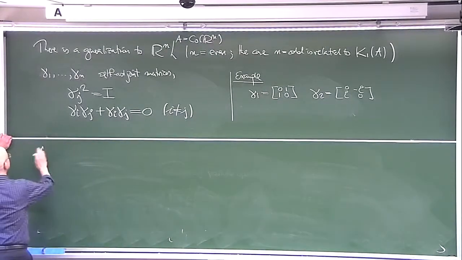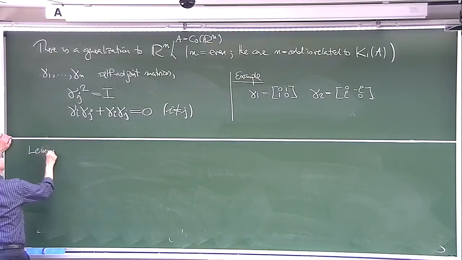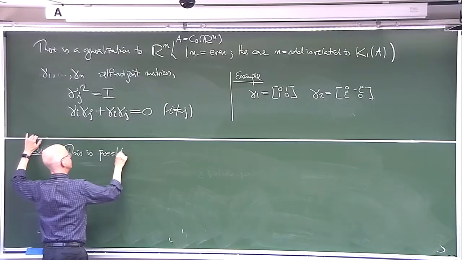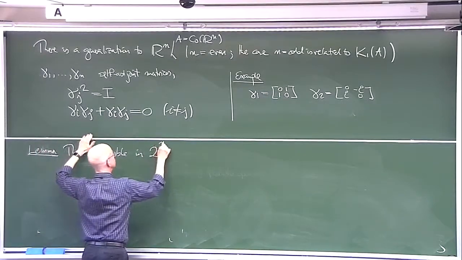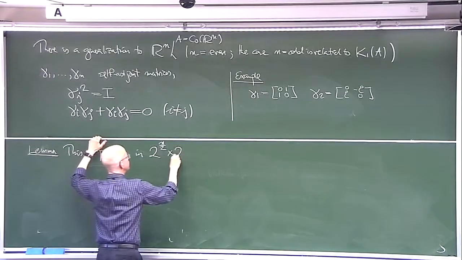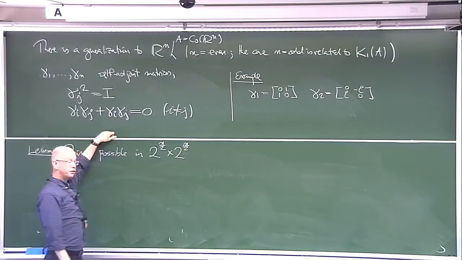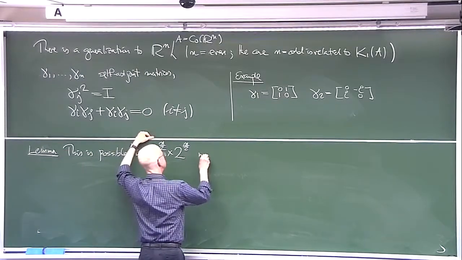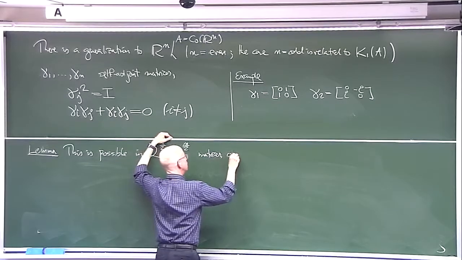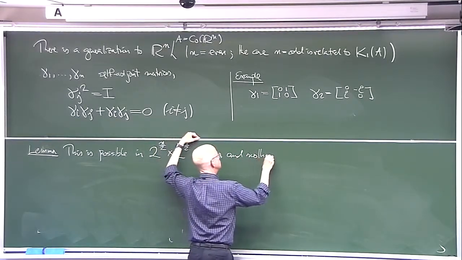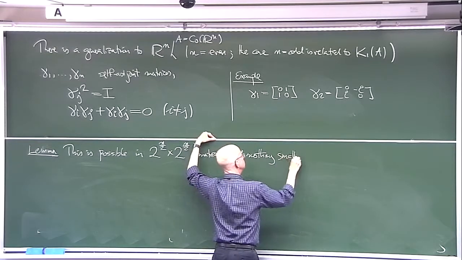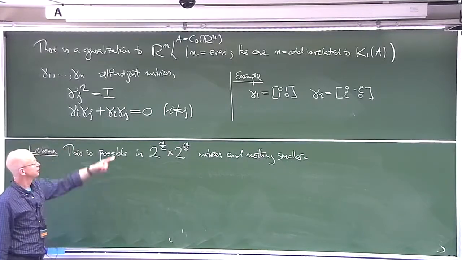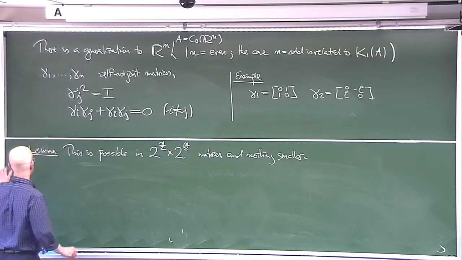Well, first of all, a little algebraic lemma. Think about it, you can do it with matrices of this size, 2 to the n over 2 times 2 to the n over 2. Remember, I'm assuming that n is even. But you can't do it with anything smaller. In this example, n over 2 is 1, so we're talking about 2 by 2 matrices. This is the minimal size.